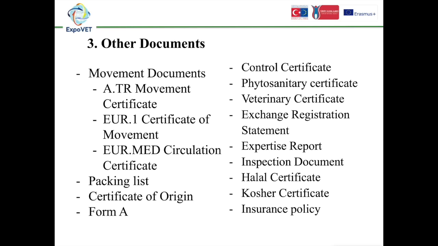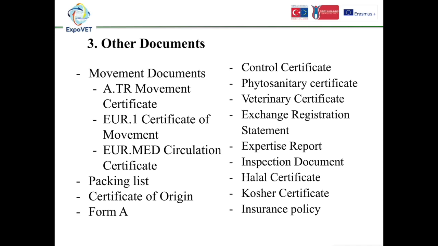One of the white copies of the ATR movement certificate, which is filled in 5 copies, is kept by the chamber that carries out the approval processes. After the visa process is completed by the customs administration, the first green copy of the document is given to the exporter. One of the white copies remains with the customs administration, and the other 2 copies are sent to the relevant chamber by the customs administration within the first business day following the actual export.